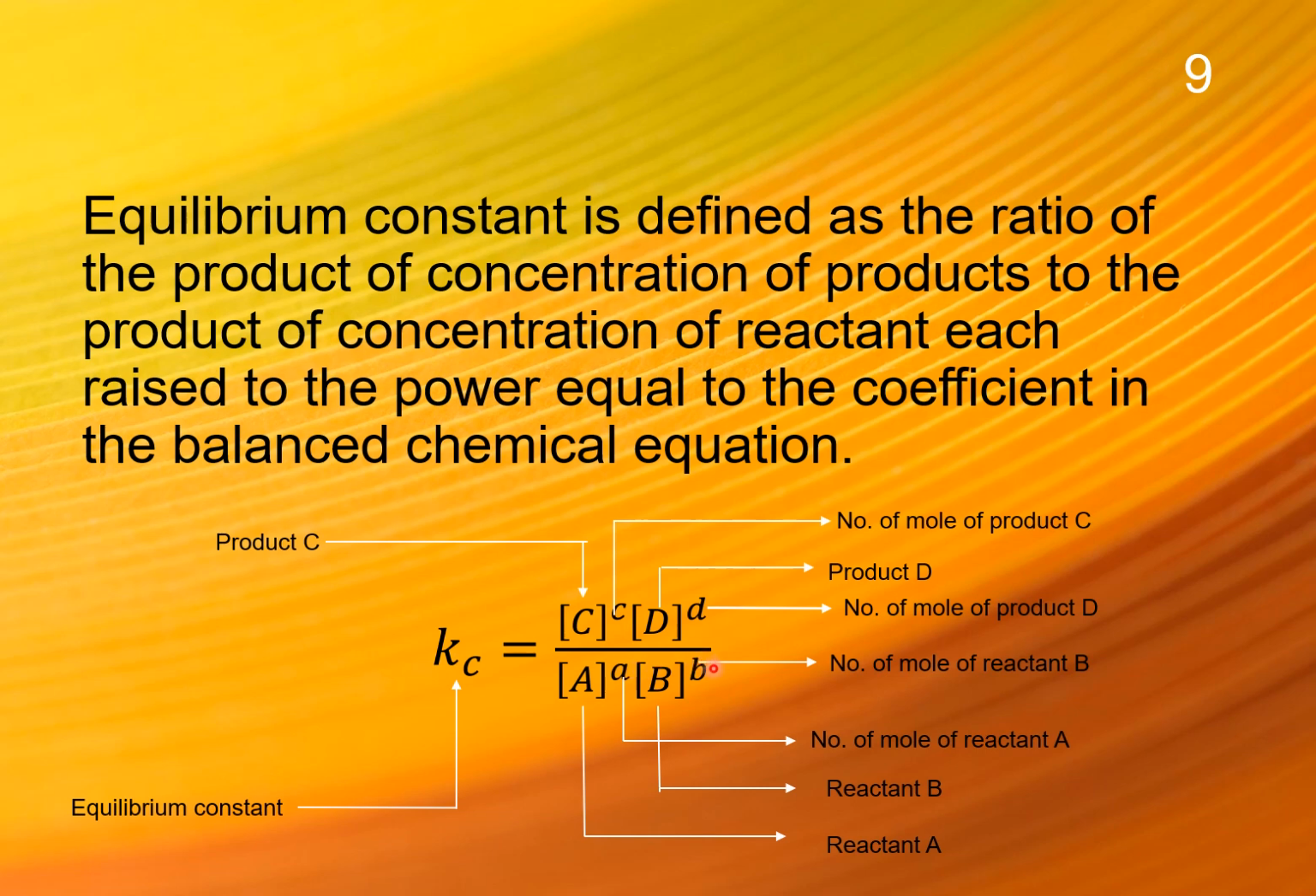Here the product of the reactants means the multiplication of these two concentrations of the reactants. And here the product of the concentrations of the products means the multiplication of the concentrations of the products C and D.